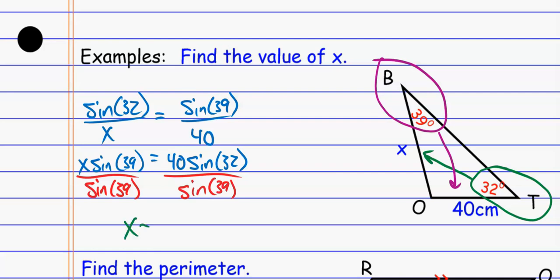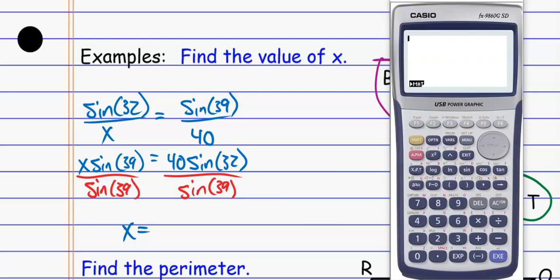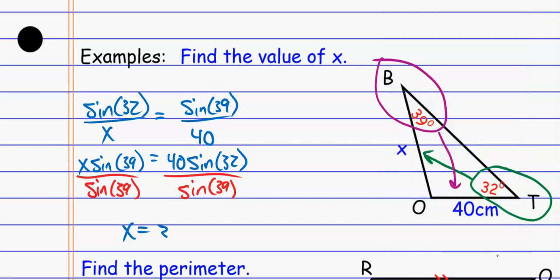So here we go. I get x equals... sorry, I switched up the color there by accident. Well, this is a job for my calculator. I've got 40 times the sine of 32, reading can be pretty tough sometimes, and then divided by the sine of 39. Okay, and I get 33.68 for this one. And that was centimeters for this particular example.